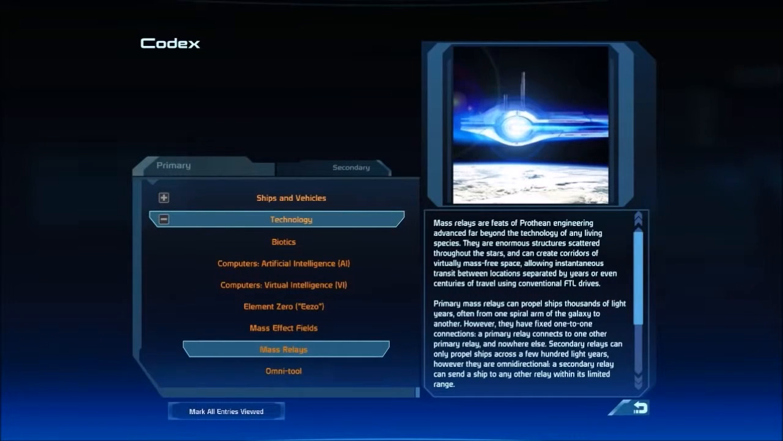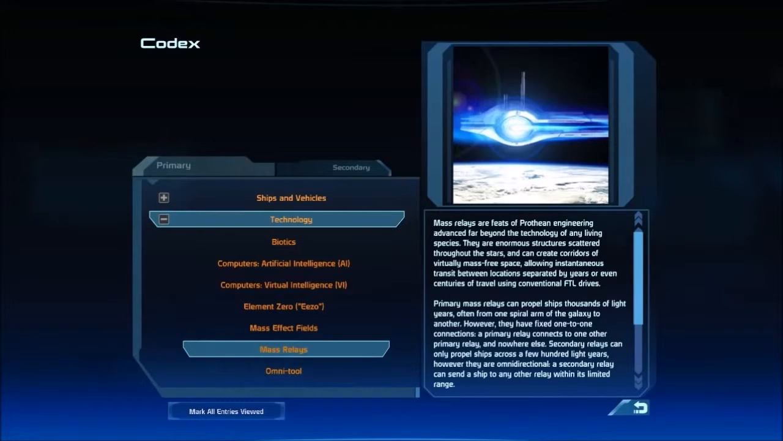Mass relays are feats of Prothean engineering advanced far beyond the technology of any living species. They are enormous structures scattered throughout the stars and can create corridors of virtually mass-free space, allowing instantaneous transit between locations separated by years or even centuries of travel using conventional FTL drives. Primary mass relays can propel ships thousands of light years, often from one spiral arm of the galaxy to another. However, they have fixed one-to-one connections. A primary relay connects to one other primary relay and nowhere else.